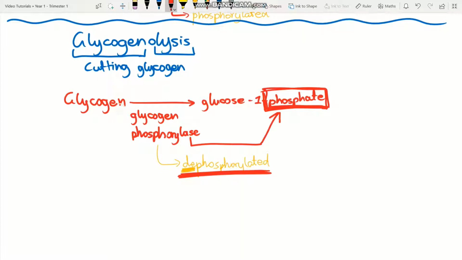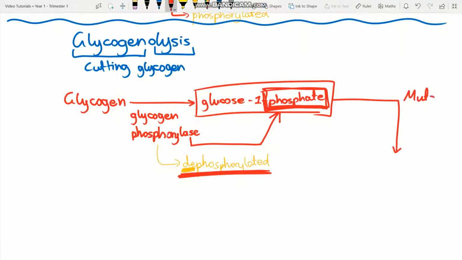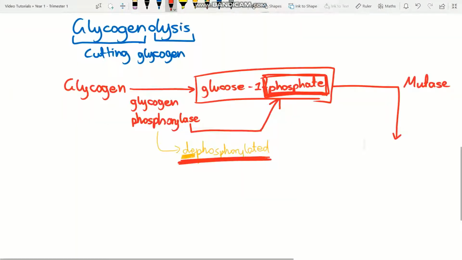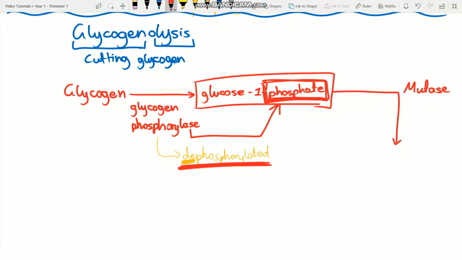So firstly, we have glycogen being converted to glucose 1-phosphate with glycogen phosphorylase. However, glucose 1-phosphate, as we even saw in glycogen synthesis, is not the functional unit of glucose within a cell. Now, the mutase enzyme that I mentioned earlier comes into play once again. So mutase, instead of converting glucose 6-phosphate into glucose 1-phosphate, now converts or isomerizes glucose 1-phosphate into glucose 6-phosphate.